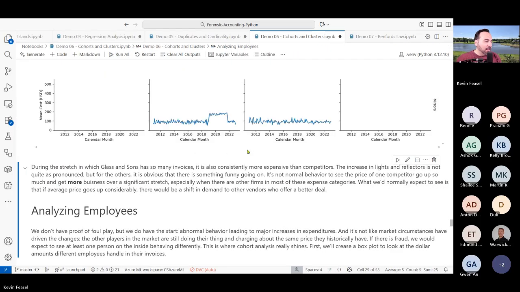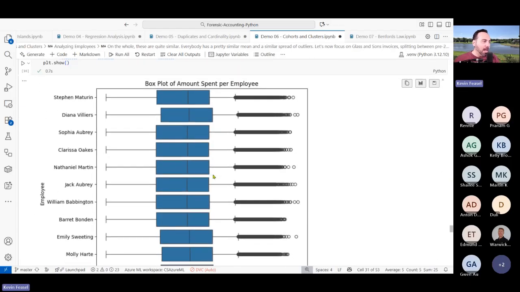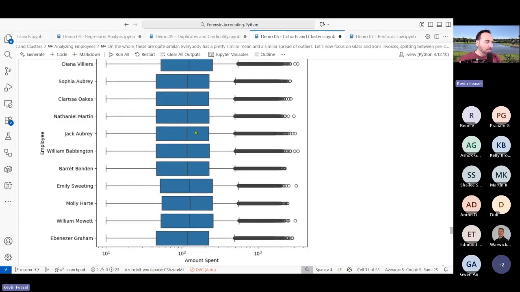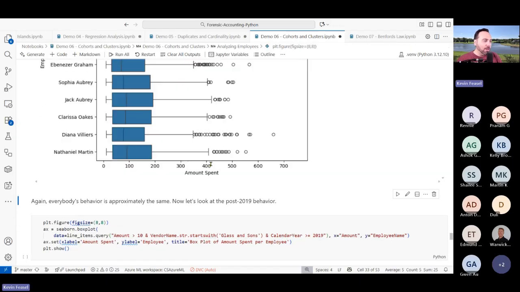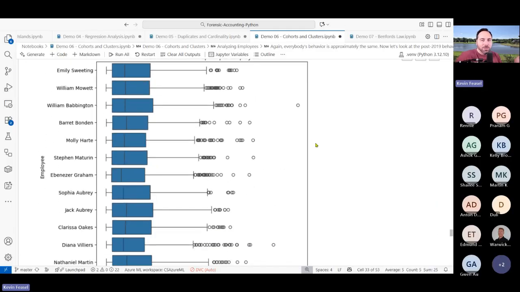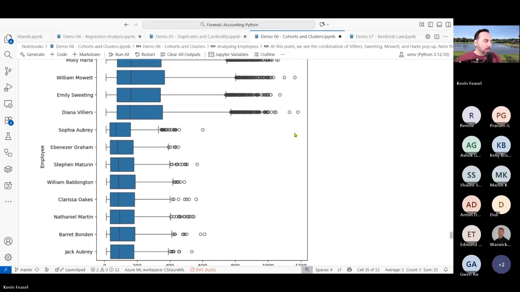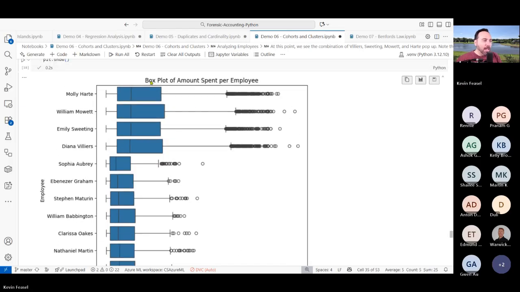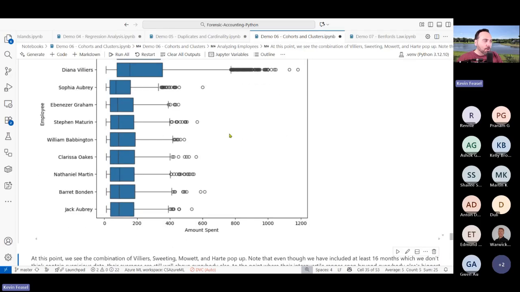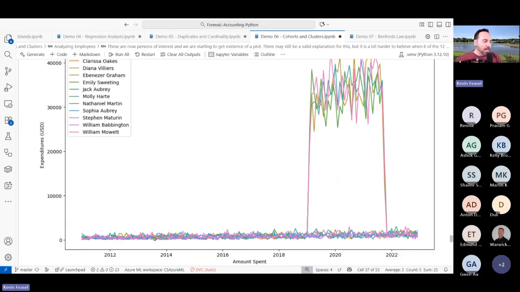So now if we look at employees, everybody's got outliers. Everybody's got amounts spent. There's nothing special here. But if I look specifically at Glass & Sons, prior to 2019, I think we could look at this and say they're all about the same. But if we look at 2019 and beyond behavior, we have 4 people who stand out. And those 4 people we've already seen in a few instances. So we've seen their names pop up repeatedly. And here, they're dealing with significantly more per invoice. And those are the 4 people versus everybody's behavior.